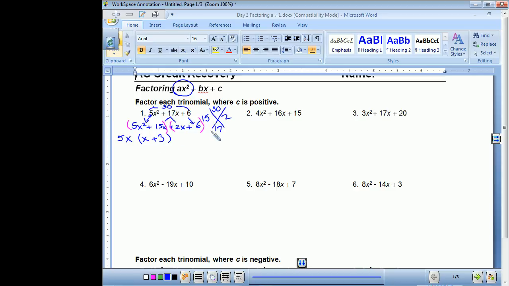Okay, so we want these two to match. So if this is x plus 3, down here we want it to be x plus 3. Is there anything you can factor out of here? This is 2x, this is 1x. What do I divide out so that 2x turns into 1x? 2. So a positive 2 gets divided out.